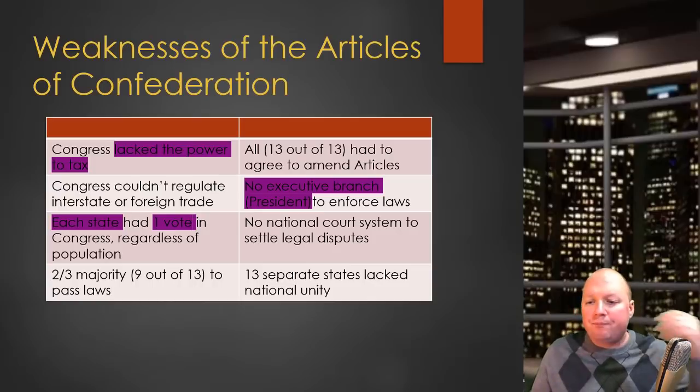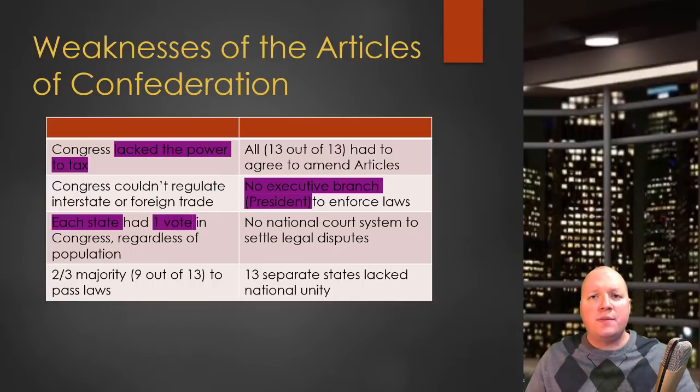So there's no president. There's no national court system either. We use the courts to settle legal disputes between people. And if two states have a legal dispute, they go to the national courts, who again act like a referee. There's no national court system under the Articles of Confederation either.